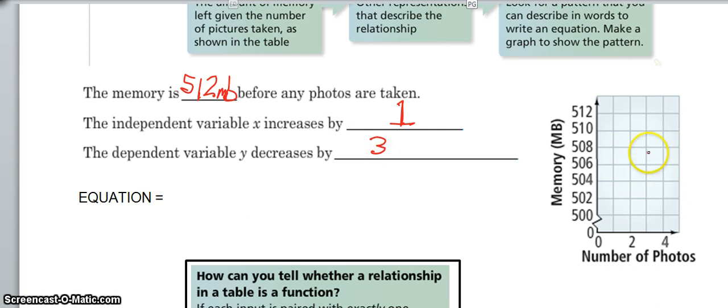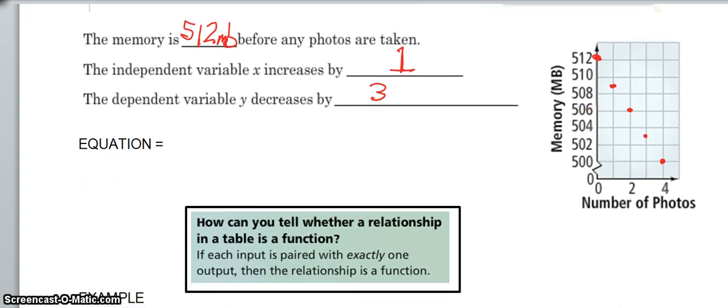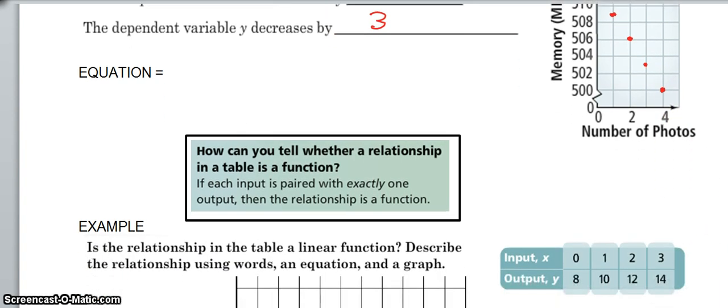And go ahead and plot the points as far as we can on this graph. Pause the video and take a second to do that. And for everything that we know, the table that we had, that is the full graph for what we can fit, up to 4 photos, and now we're down to 500 megabytes because of that relationship.